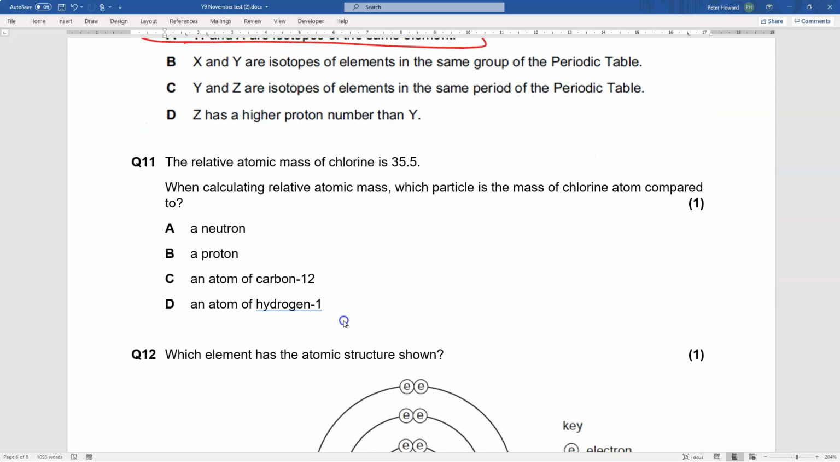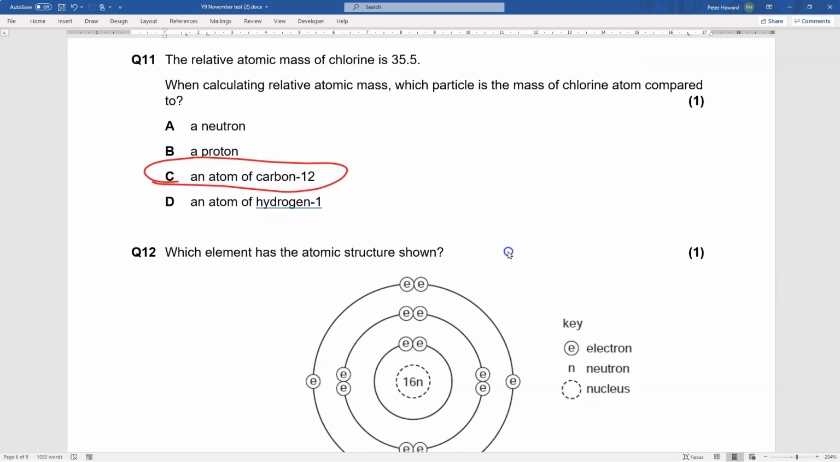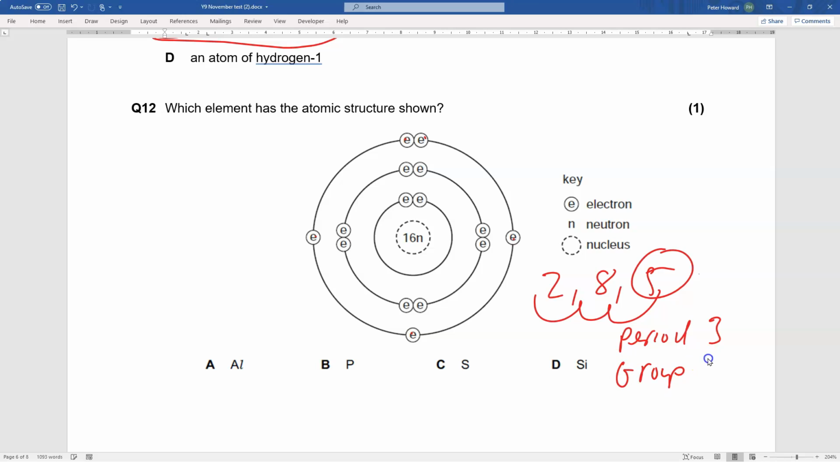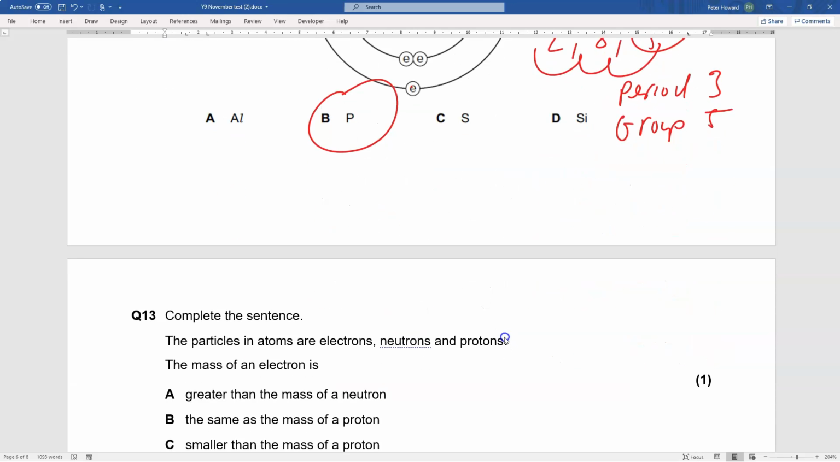Mass of chlorine is 35.5. What's it relative to? Earlier we gave a definition of relative atomic mass, and it's relative to 1/12 the mass of a carbon-12 atom. What element is this? I find it easier to just go and look at the electrons. So 2, 8, 1, 2, 3, 4, 5, 2, 8, 5. If we look it up in the periodic table, 3 shells of electrons, so we're looking for something in period 3. 5 electrons in the outer shell, so group 5, and from this information we can find it is phosphorus.